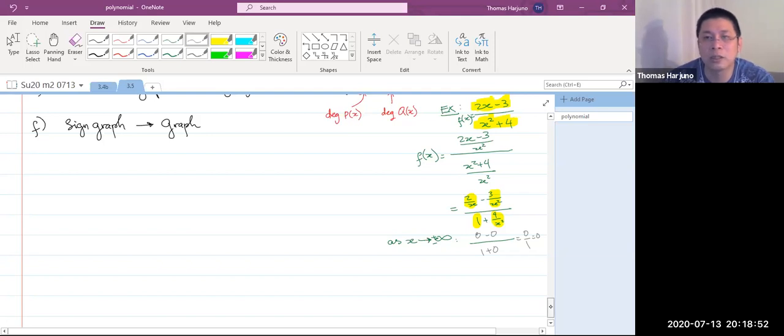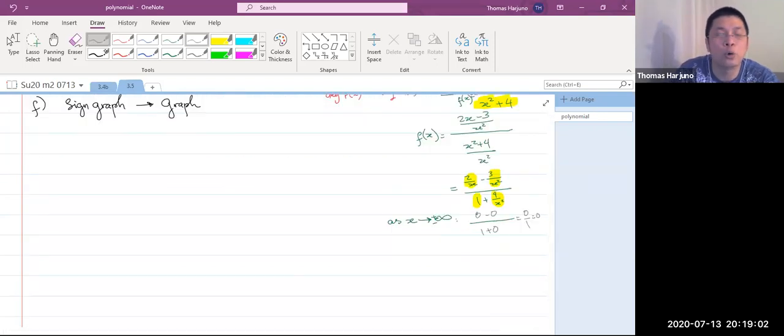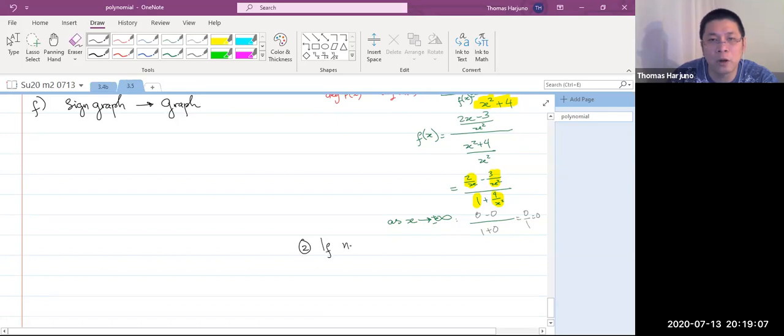And yes, you can see that way, as long as the degree of the numerator is smaller, then the horizontal asymptote will be 0. Now, the second rule is what happens if they are the same. If the degree on the top equals the degree at the bottom, then the horizontal asymptote is given by y equals the leading coefficient on the top over the leading coefficient at the bottom.